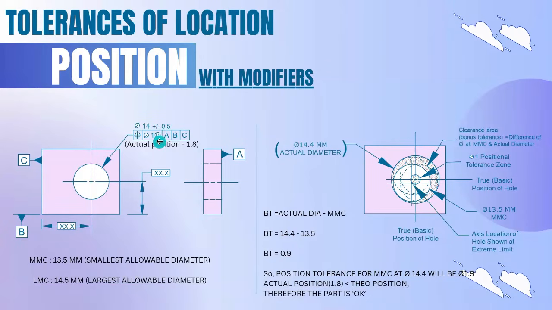So for MMC material condition with respect to this actual diameter, the tolerance will be 1.9. The actual position is 1.8, so it is within spec.